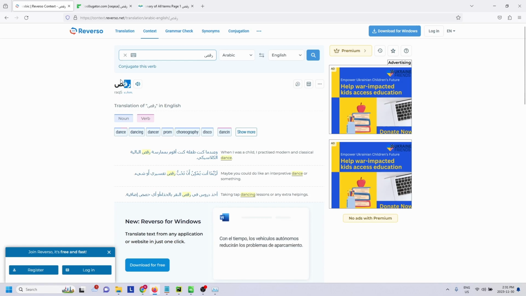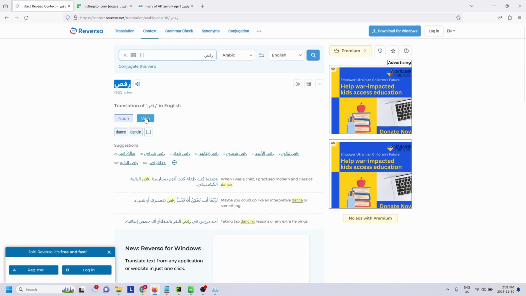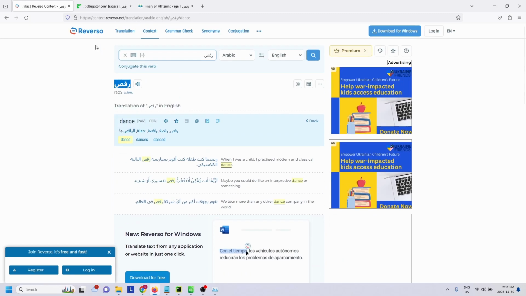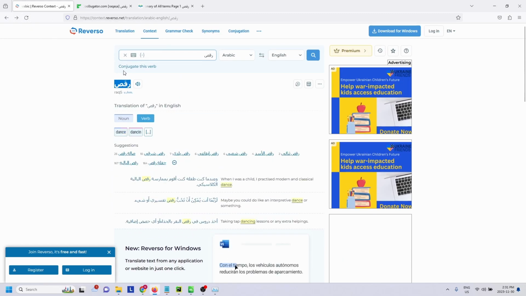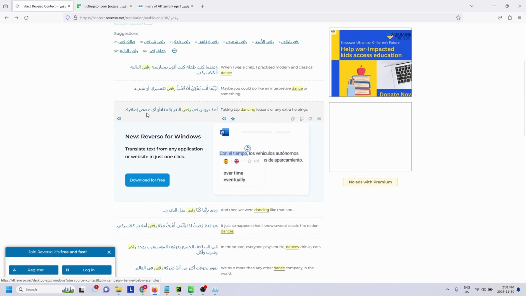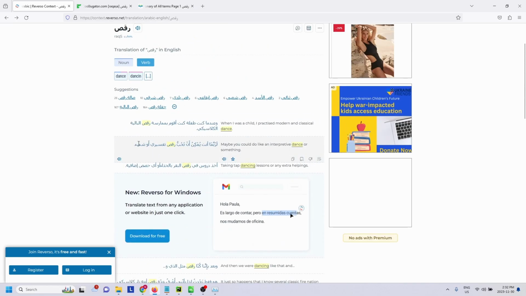Now keep in mind that what I typed in could be a noun, like a dance, and it can also be a verb, to dance. So you have here noun and you have verb, and it depends which one you want to look at. The good thing about Reverso Context is that you have a lot of different sentences, and you get to then, if you wish, save the entire sentence in your flashcard and the entire English sentence, and then you have the word in context, which will make it easier for you to remember later on.